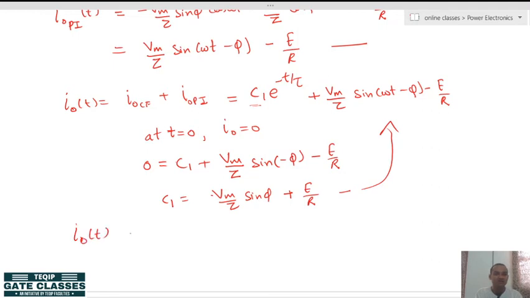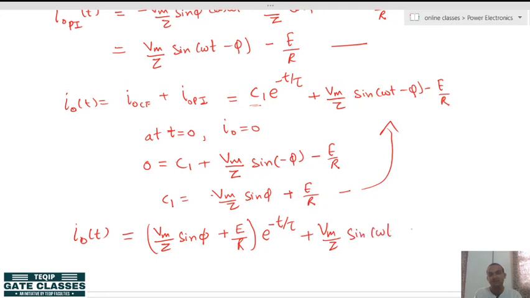I naught t is equal to Vm upon Z sin phi plus E over R, and this whole is multiplied by exponential to the power minus t upon tau, plus Vm upon Z sin(omega t minus phi) minus E by R.